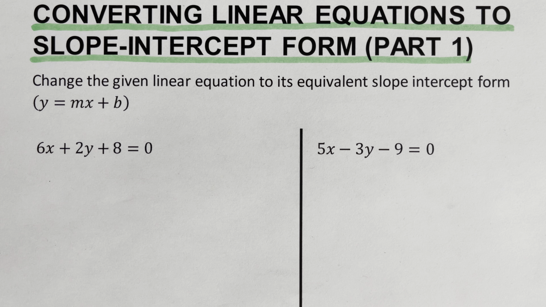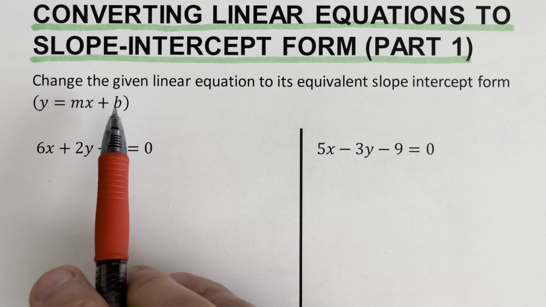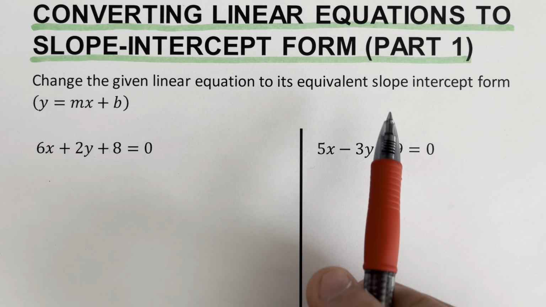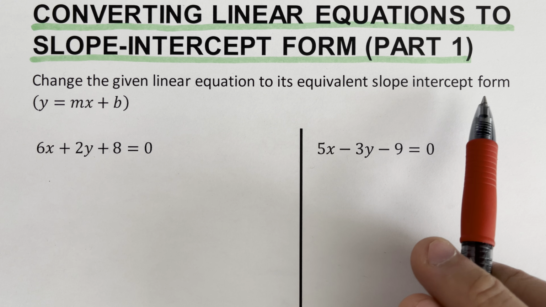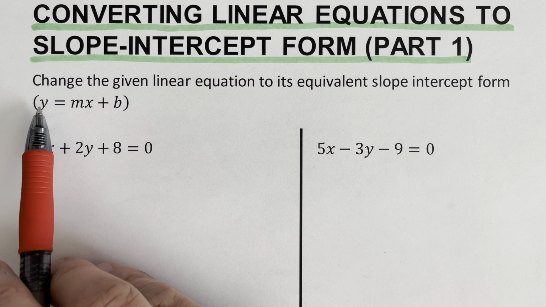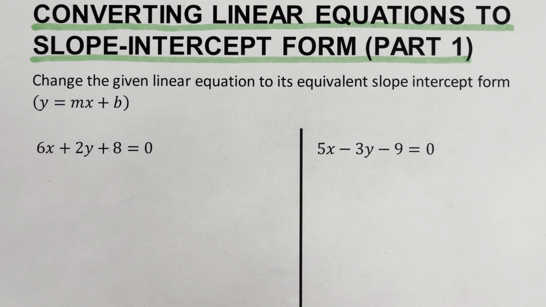Now let's take these examples right here. It says that we're supposed to change the given linear equation, so these two right here, to its equivalent slope-intercept form. Again, slope-intercept form is having a form y equals mx plus b. So let's take this first example here.